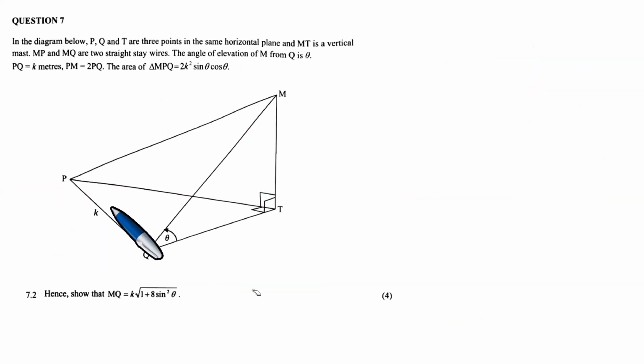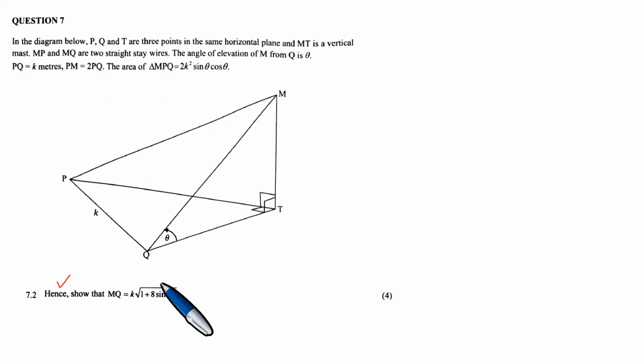Next question. In the same question, they continued from the province of Gauteng. They asked the students to say hence. What does hence mean? Hence means using some information from above. Show that MQ is this. The examiner now is interested in MQ. So if the examiner is interested in MQ, how do we even find MQ? The giveaway is there's a square root.